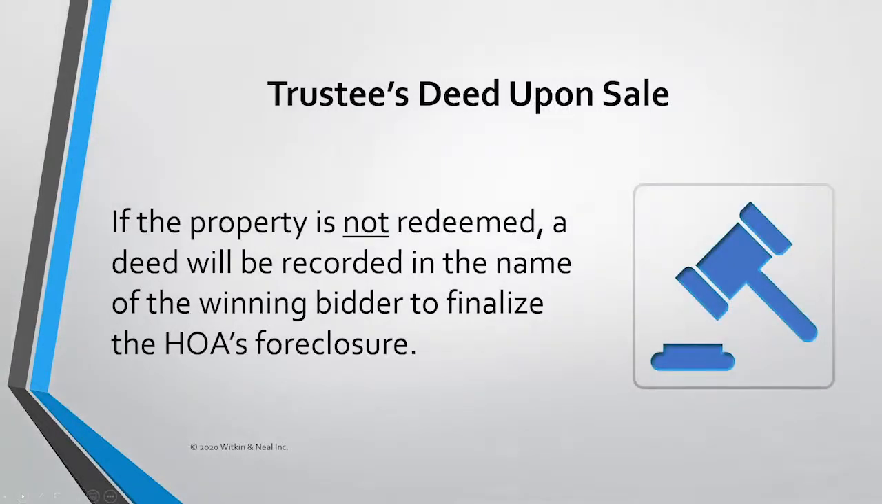If the former owner does not redeem his property during the 90-day redemption period, then the association's foreclosure will be finalized with the recording of the trustee's deed upon sale. This document transfers title into the name of the successful bidder from the HOA's auction. So that's the entire foreclosure process for a homeowners association.